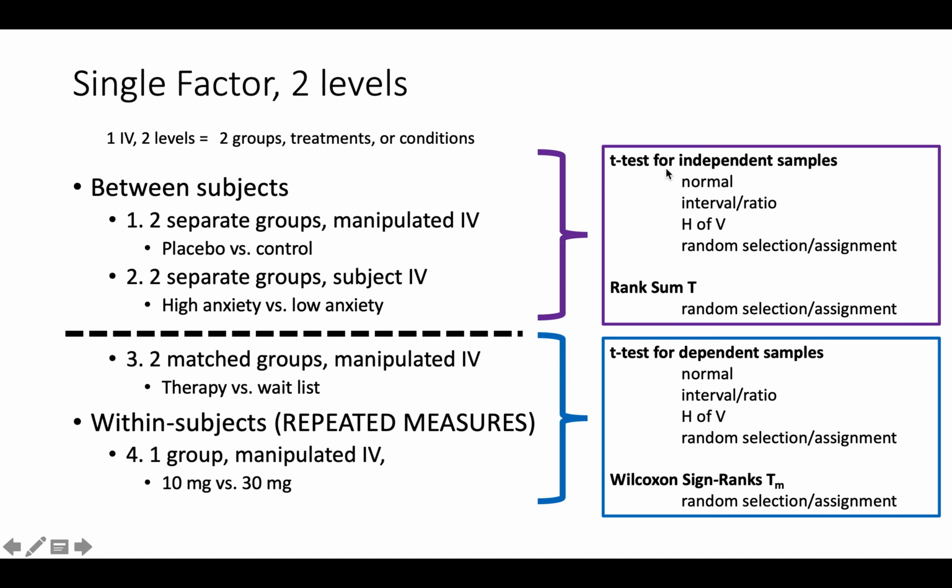Well, the assumptions of a t-test are that you have normally distributed data, that it's at the interval or ratio level, that you have homogeneity of variance, and that you have some features of random selection or assignment. The rank sum t only assumes that you have random selection or assignment. So if you feel comfortable with these assumptions, you can do a t-test. If you don't feel comfortable with these assumptions, then you maybe should do a rank sum t.